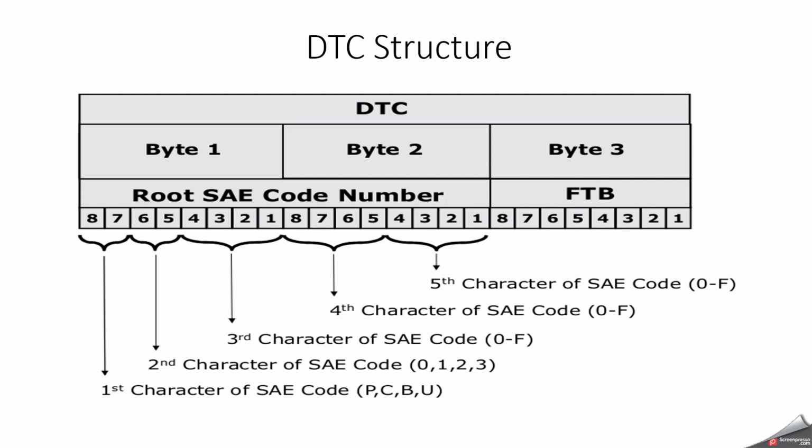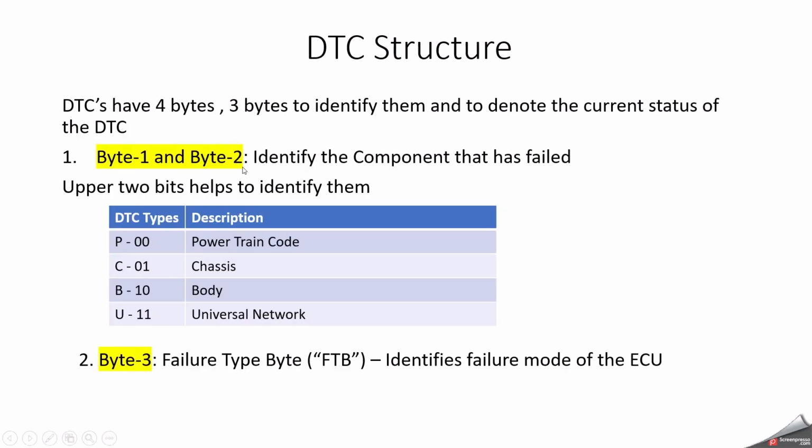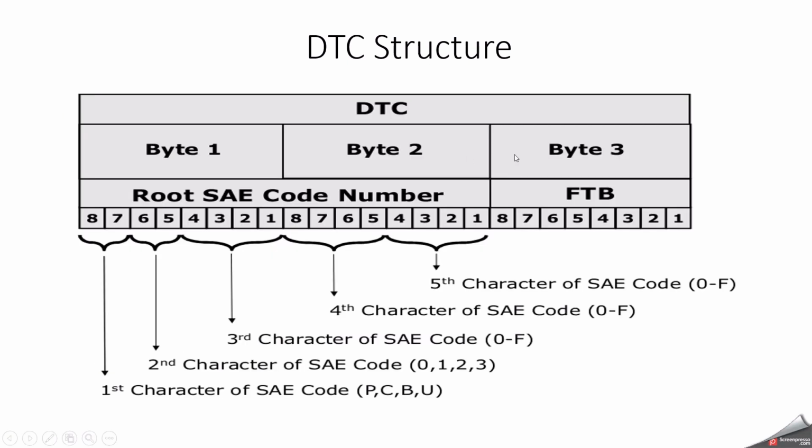What is the meaning of each byte? For example, a DTC, as per the requirement, has 3 bytes, but when we consider the status byte, it generally has 4 bytes. So 3 bytes identify the DTC, and the 4th byte is about the current status. Byte 1 and byte 2 are used to identify the component that has failed, and in byte 1 and byte 2, the upper 2 bits help to identify whether it's a P code, C, B or U. And byte 3 is the failure type byte. It is used to identify the failure mode of the ECU. So here you can see byte 1, byte 2 and byte 3.